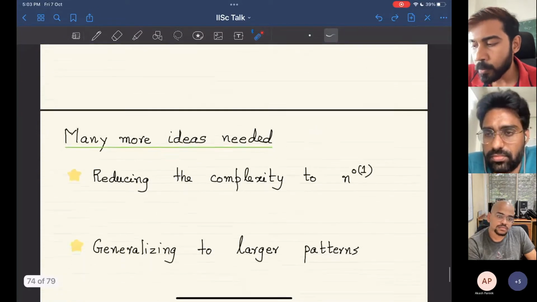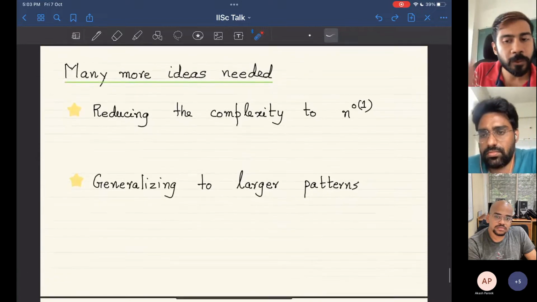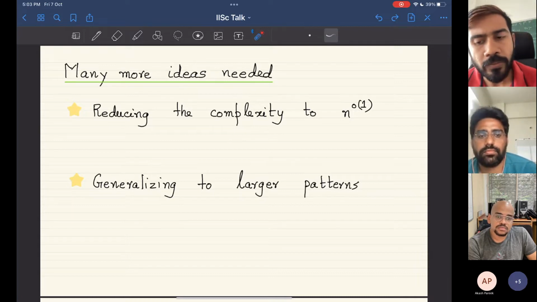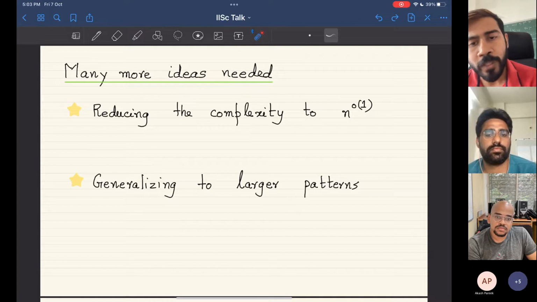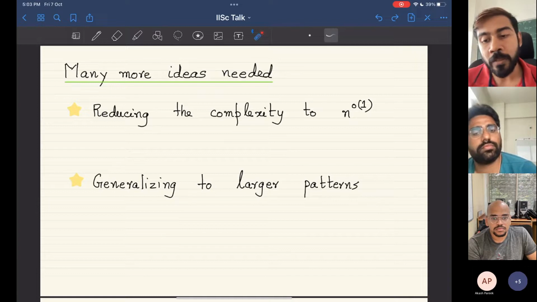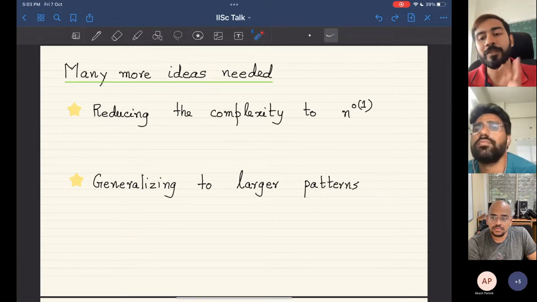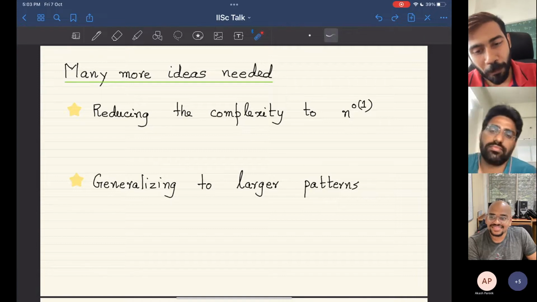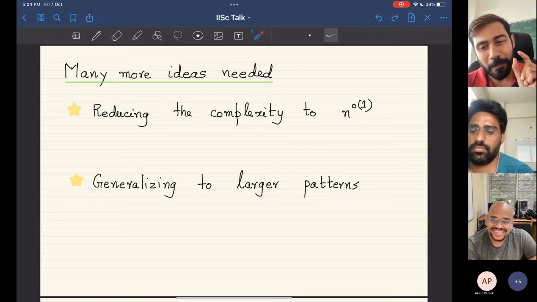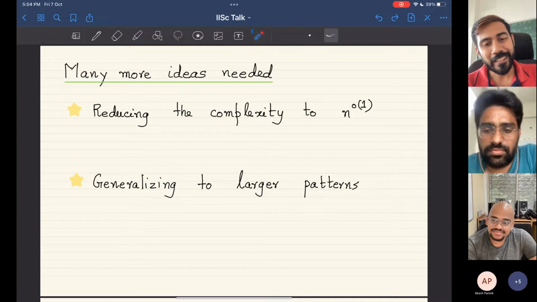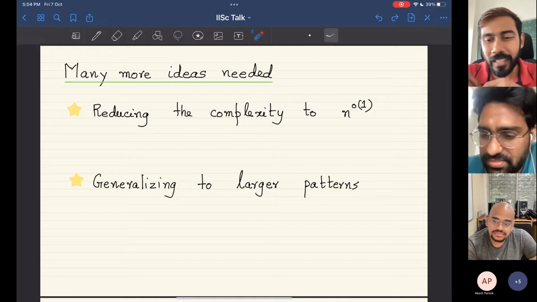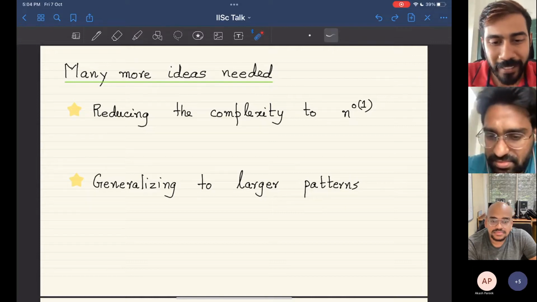So we end up solving a more general problem, and there are several more ideas needed to reduce the complexity finally. I described the square root complexity; we have to do much more work to reduce the complexity to n to the little o of 1, and also to generalize to larger patterns. I only gave an overview for patterns of length 4, and that too a specific pattern of length 4, and for some simple configurations only. But there are more ideas needed to generalize to larger patterns. I hope some take home has been there.